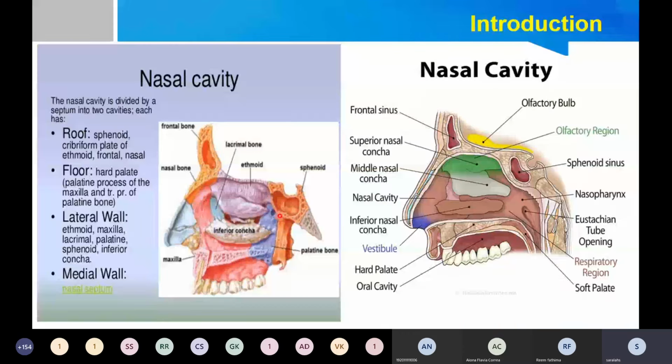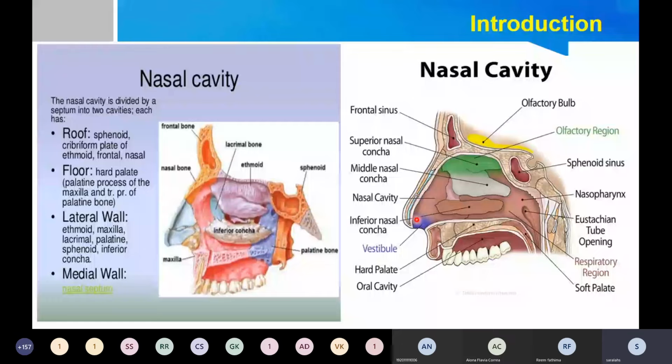So we'll learn the nasal cavity as such. The anterior openings of the nose are called the nostrils or anterior nares, and the posterior openings are called the choanae or posterior nasal apertures. Through the posterior nasal apertures, the nasal cavity communicates with the pharynx, especially the nasopharynx. I think you have learned the nasopharynx. Through the anterior nares, the nasal cavity communicates with the exterior.